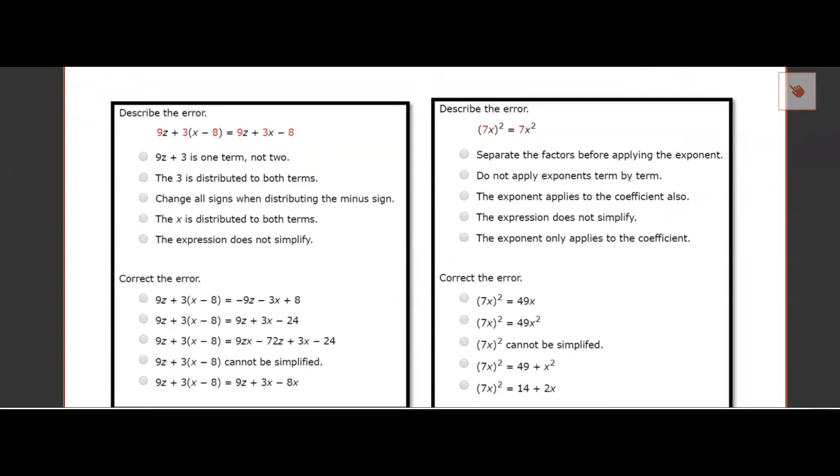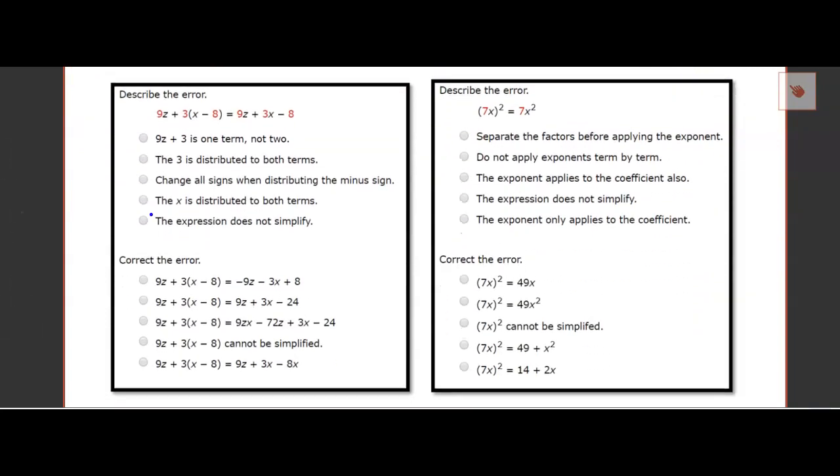Let's check out some of these where some errors have been committed. What you might want to do is pause and see if you can see the error. Let's just work on this one right here. Pause it and see if you can find the error, and then turn the video back on and see if you were correct. You might be able to find the error a little bit easier if you actually work the problem out.